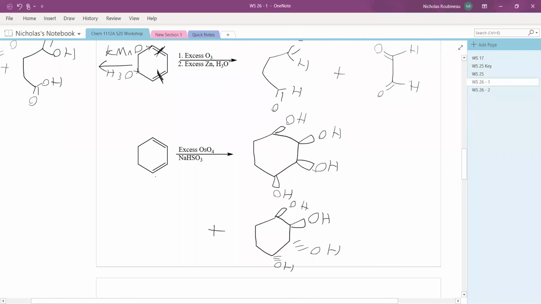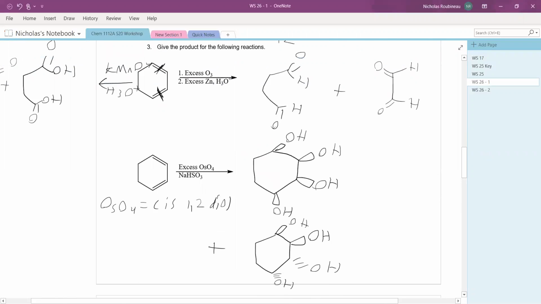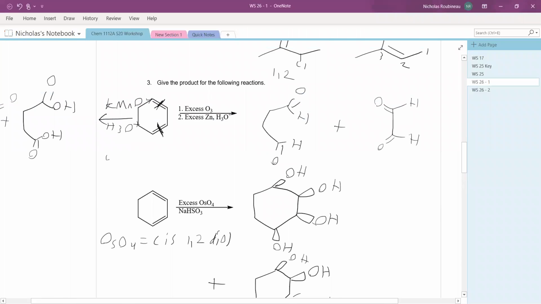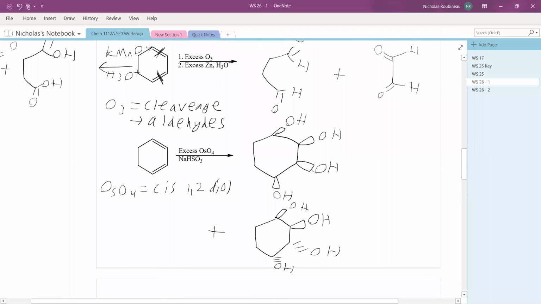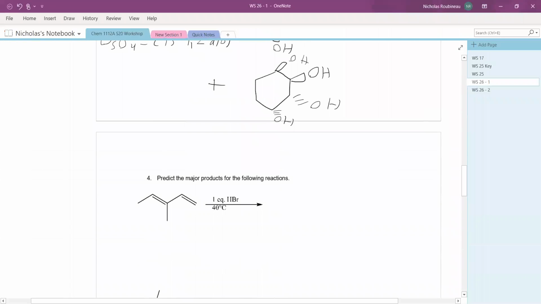So remember, OsO4 gives this 1,2 diol. I might have spelled that incorrectly. But yeah, those are characteristics that we considered with those reactions.